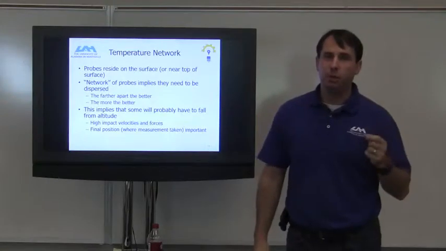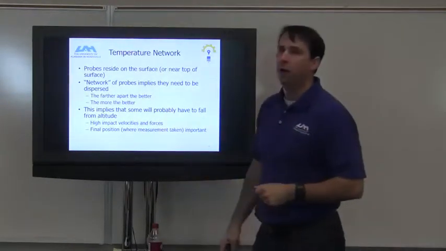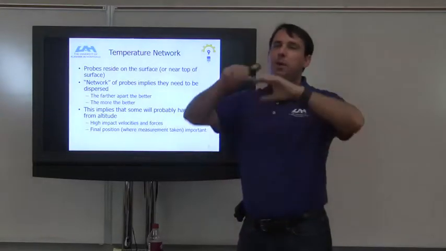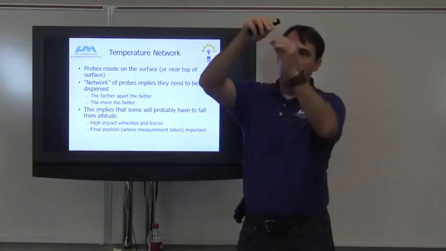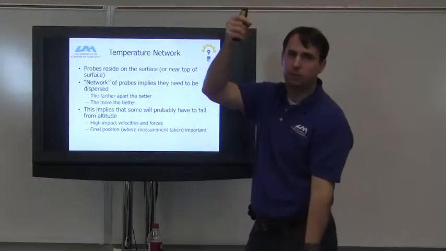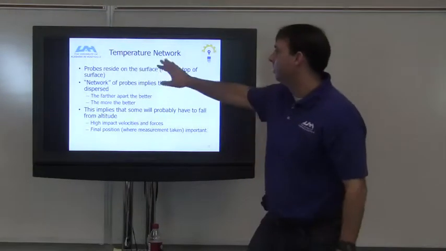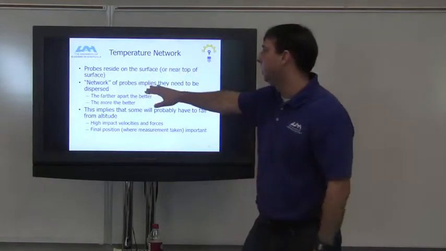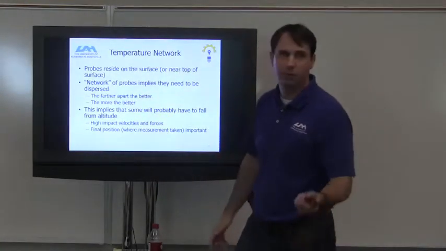The device that you use is called a thermocouple, I'll explain in a second, and it's the same measurement. It's basically a wide network versus a very precise, very small location, but you're taking measurements down below the surface. That's the difference between temperature and heat flow. So the temperature network probes are all over the surface. It's a network of probes. The farther apart the better, the more the better, just like with seismic readings.